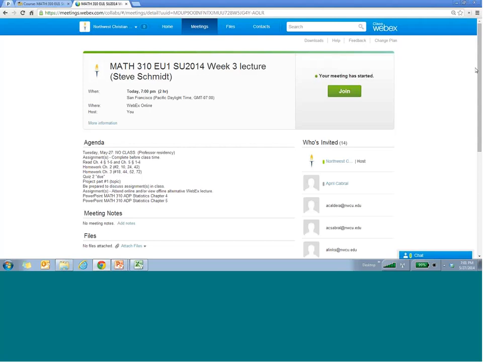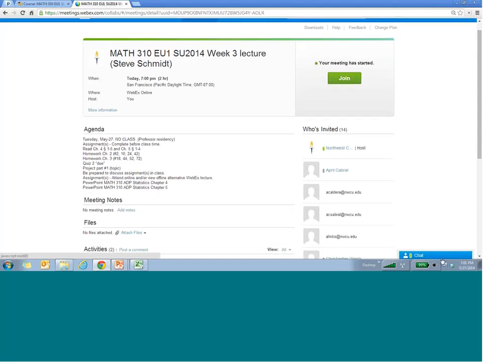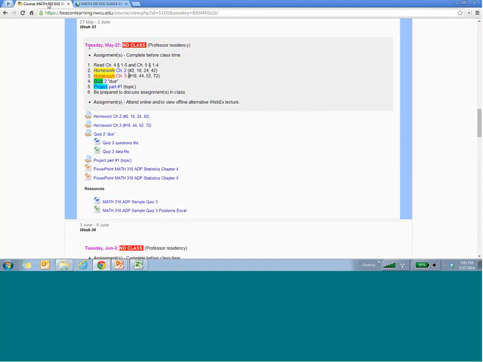Does everybody have the chat window down here so you can type a question and interrupt me if you need to? Yes. All righty. So let's get started. I'll try to make this as quick and painless as I can, but I'm going to try to go through it all, too, just to make sure that you guys have what you need to get started.